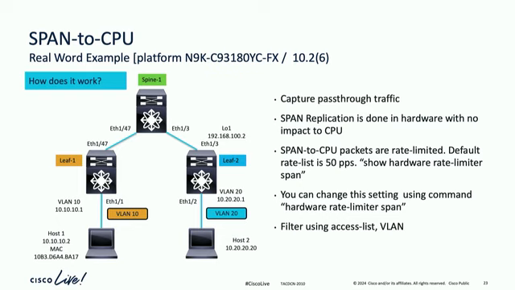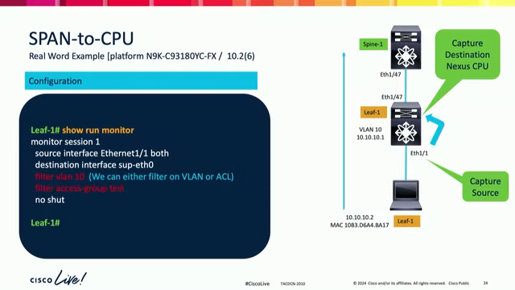What this tool does, as the traffic comes in, is redirect your traffic to the CPU, and then using Ethanalyzer, you can capture the traffic. This redirection is done in hardware. By default, we can only capture 50 packets per second. You can use filters like VLAN or access list. Let me show you how to configure that tool.